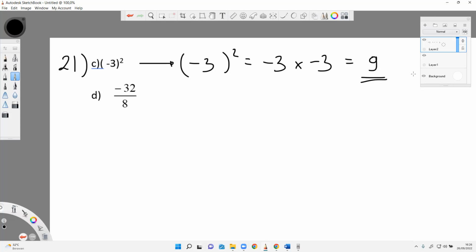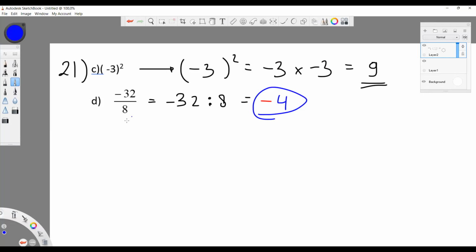Now, number 21D, negative 32 over 8. Actually, it can be written as negative 32 divided by 8. Look at this. Negative divided by positive is negative. If the negative is alone, put the negative. If the negative is double, like this, it is positive. So 32 divided by 8 is 4. That's it. That's how you actually have to solve it. Okay, any questions so far, Rachel?